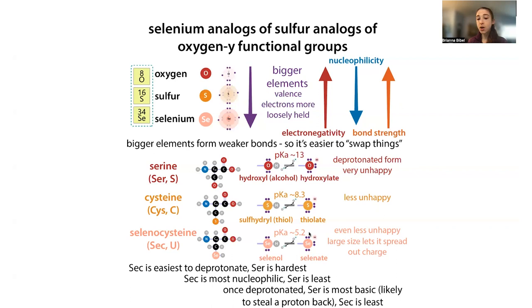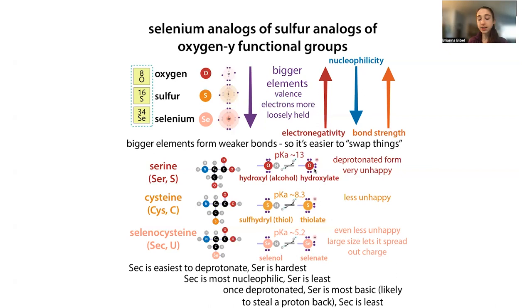And so a reason why this hydroxylate is less likely to form, why it's harder to deprotonate a serine, is because in the case of a serine, you have this smallish atom where the negative charge is going to be really concentrated. And so although the oxygen likes having 8 electrons, it doesn't like having that negative charge. If something has a concentrated negative charge, that's going to make it unhappy. And if something is able to spread out that charge, it's going to be happier.